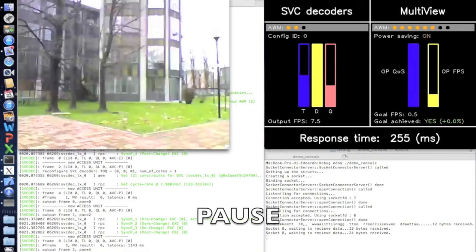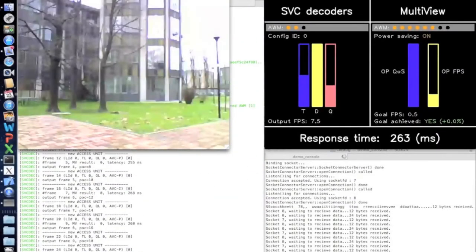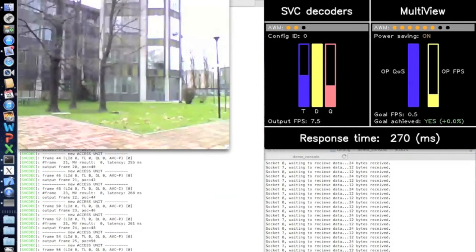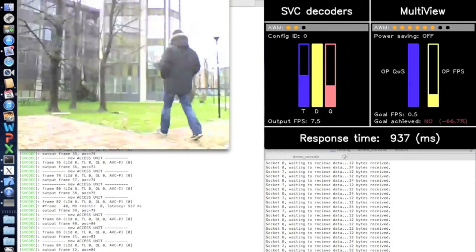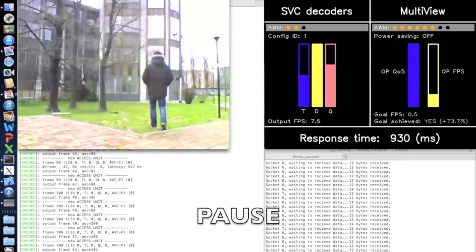In the multiview configuration, you can see that the power saving mode is on, which means that multiview is disabled. Then we start the prototype, which will remain in the power saving configuration until any possible threat is detected in the scene. This is the case when a person enters the surveilled area, which triggers a reconfiguration of the system.